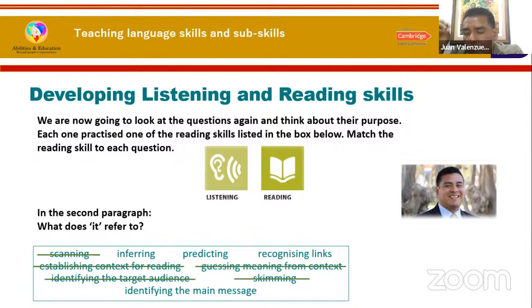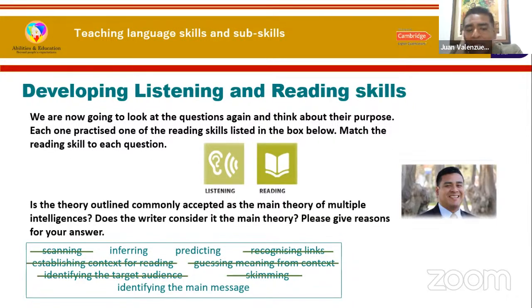When you know the grammar, when you recognize, excellent, Mirka Rodriguez, recognizing links. Here, the idea is to teach students to recognize links, all right? Excellent. Very good. Then it says, is a theory commonly accepted as the main theory of multiple intelligences? Does a writer consider it the main theory? Please give reasons for your answer. The answer here is yes, what you've been writing in all these last lines.